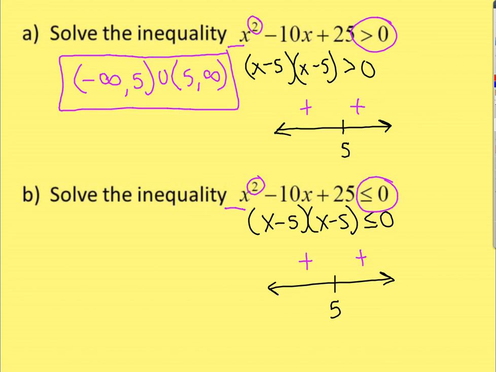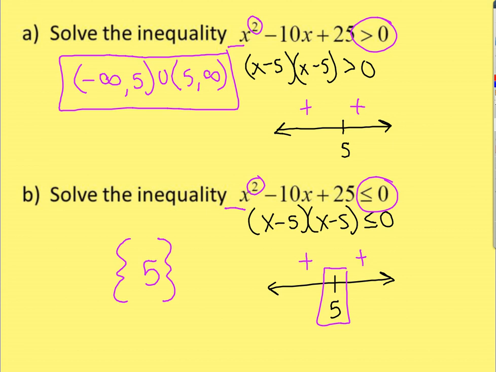On part B, they want all the values that are less than or equal to 0. Since all of our values are positive, there aren't going to be any that are less than 0, but we do have a value where it is equal to 0. If you only have that one specific number, we're going to write this in set notation.